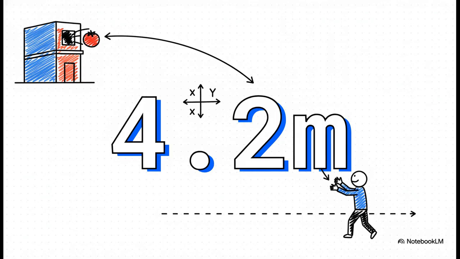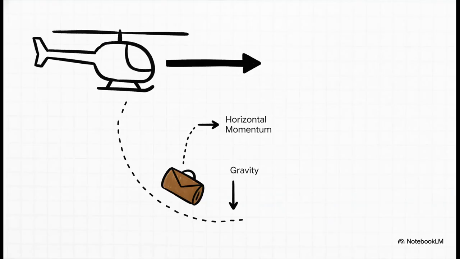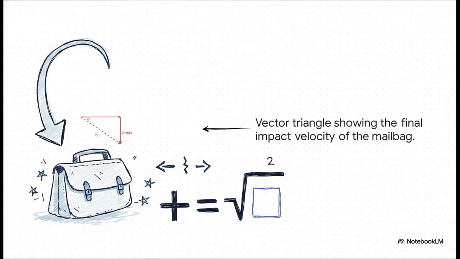How cool is that? On to section 5, calculating displacement and velocity. Hitting the ground. Let's look at a slightly more high-stakes scenario. Picture a helicopter flying perfectly horizontally at 25 meters per second, and it drops a mail bag from 15 meters up in the air. Now, the absolute instant that bag drops, it already has an x-direction velocity of 25 meters per second, just from riding in the helicopter. But now it's also instantly gaining y-direction velocity because gravity is pulling it toward the ground. So, the big question is, how fast is it going when it actually hits the ground?